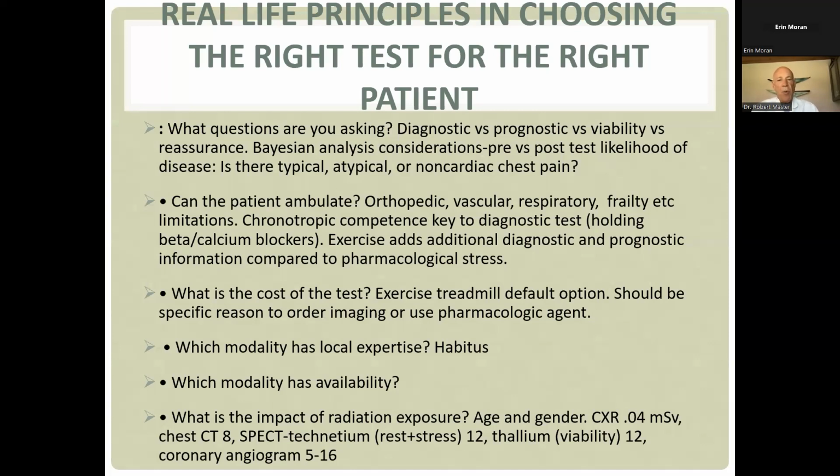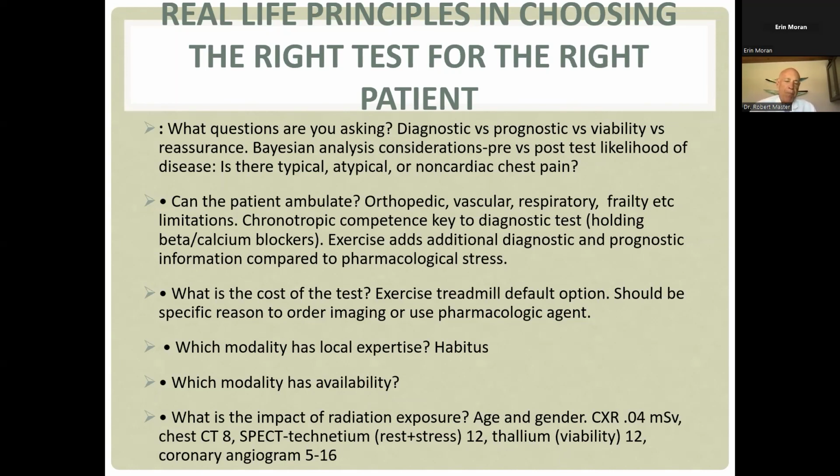So what are some of the other questions? Well, certainly in the MAVEN patient population, what's the cost of the test? Obviously, an exercise treadmill is the least expensive and should be your default option. There should be a specific reason to order imaging or use a pharmacological agent, which adds cost. Where is the expertise locally? For example, are people better at reading stress echoes or stress nuclear studies? Is the patient morbidly obese? That might be a reason not to do a stress echo. Which modalities are available? In some cases, some tests are just not available to your patient population.